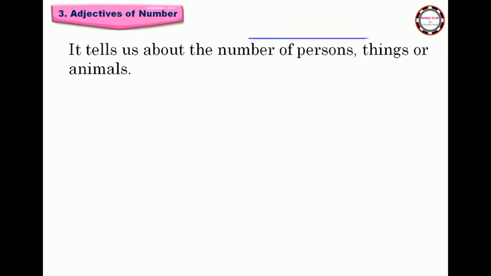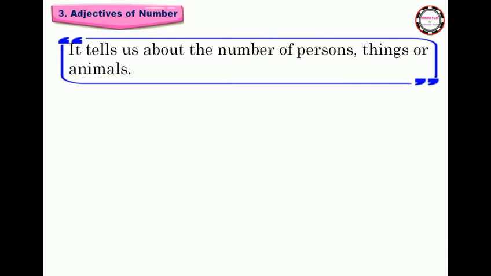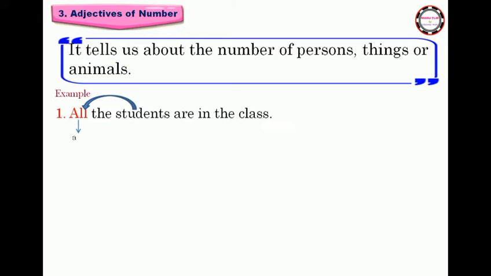Third type, adjectives of number. It tells us about the number of persons, things or animals in the sentence. Observe the examples. All the students are in the class. How many students are in the class? All students. So all is an adjective of number. Observe the second sentence. I have 2 bags. How many bags do you have? 2. So it is an adjective of number.